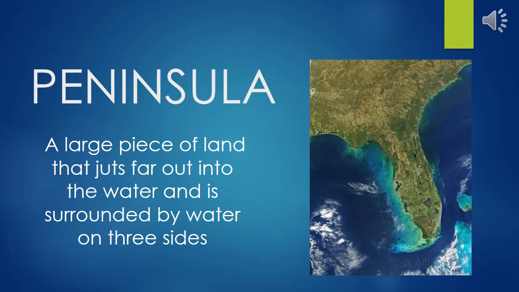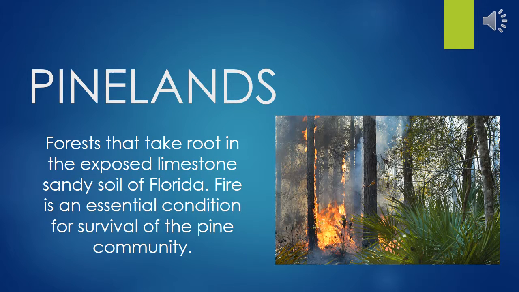A peninsula is a large piece of land that juts far out into the water and is surrounded by water on 3 sides. Florida is a peninsula. Pinelands. These are forests that take root in the exposed limestone sandy soil of Florida. As you can see here, fire is an essential condition for survival of the pine community.